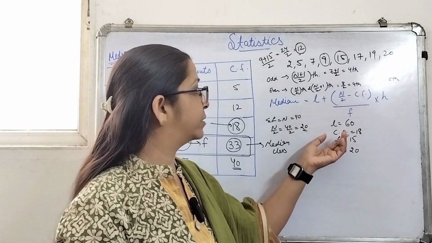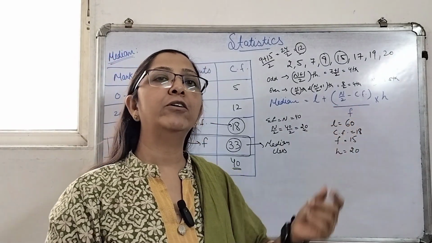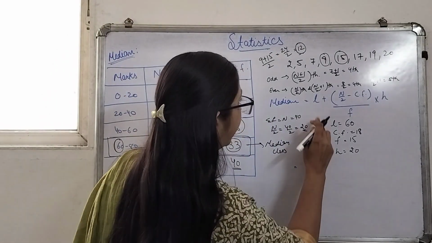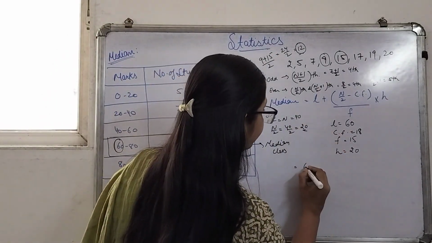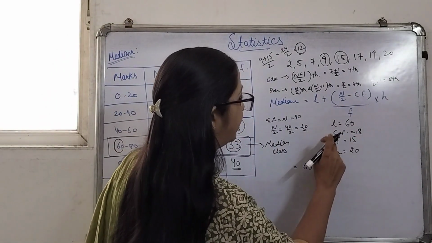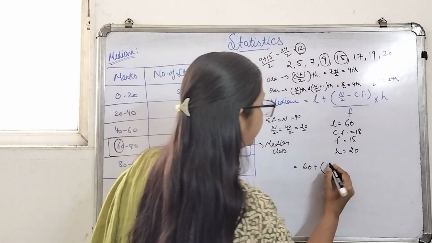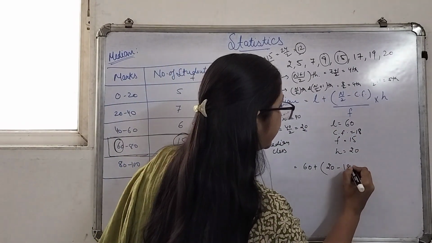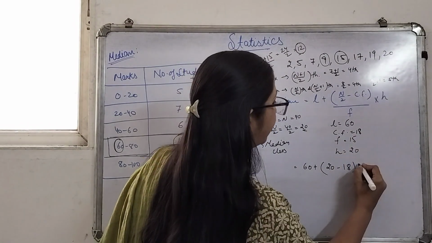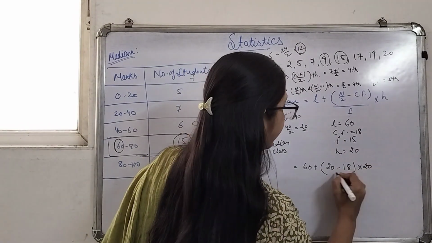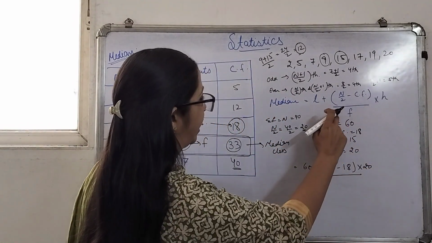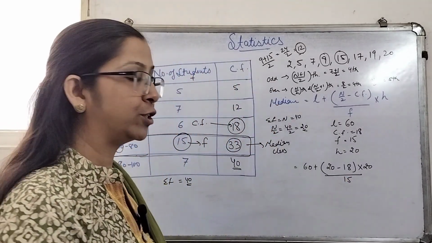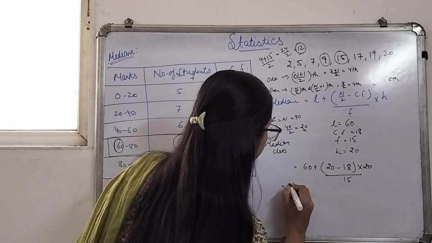Now we will be keeping these values in the formula and we will be getting the value of median. So median will be L, which is 60, plus n by 2, just now we have calculated, it is 20, minus the value of CF, cumulative frequency, is 18, multiplied by H, that is class size, is 20, divided by f, frequency, is 15. So we have kept all the values in the formula. We will be solving it further.